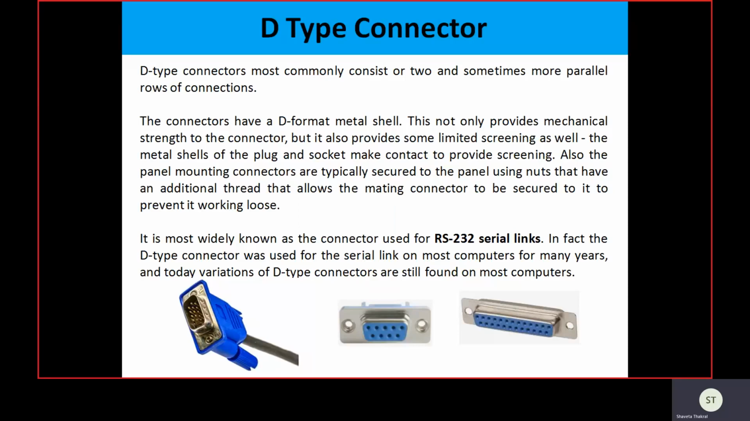Then the next is the D-type connector. Basically, the D-type connector is a plug and socket based connector that is commonly used on PCs. Here we can see the plug and the socket arrangement. This is the plug, or we can say a male connector, in the D-type shape, and here we have the socket, that is the female connector, which is again D-type shaped. That's why this is called a D-type connector.